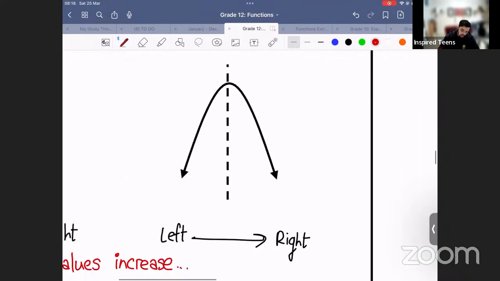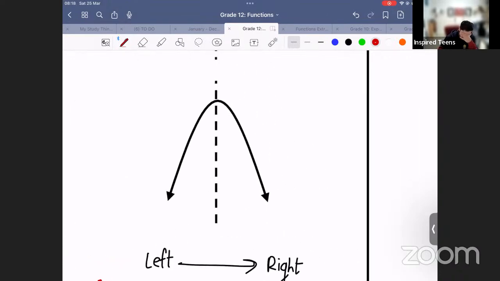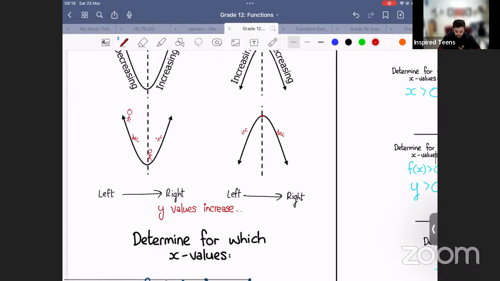Here we can see, moving from left to right, initially it's increasing, but towards the end, it is decreasing. It changes at the turning point. So it changes from increasing to decreasing at the turning point. Always moving from left to right.